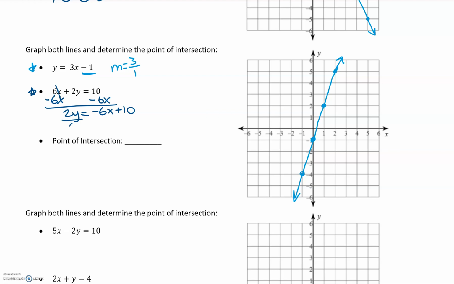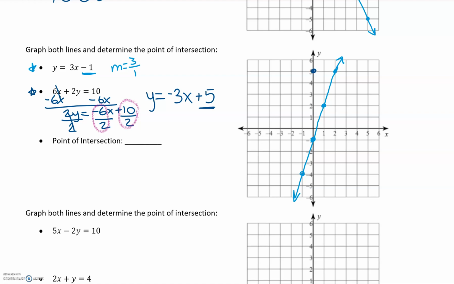That way you have it in the right slope-intercept form so you can identify the slope and the y-intercept. Then we need to get rid of this 2, so we're dividing every single piece by 2. So we have y equals, well, negative 6 divided by 2 is negative 3x. And then 10 divided by 2, that's positive 5. So we've got a y-intercept of 5.